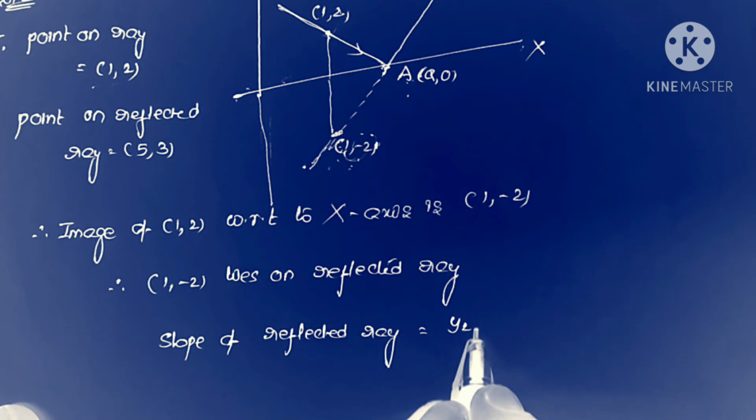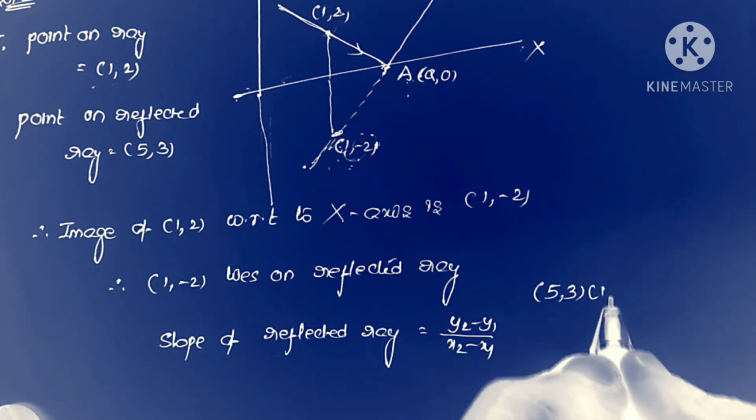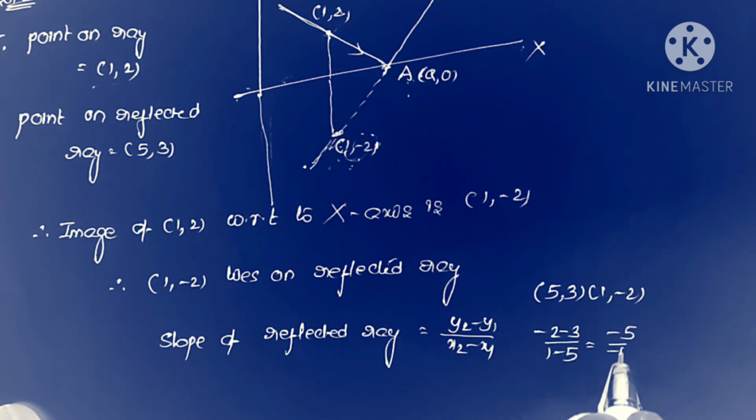So what is the slope of the reflected ray? The slope of the reflected ray is y2 minus y1 by x2 minus x1. What are the points here? Points on the reflected ray: 5, 3 and 1, minus 2. That is minus 2 minus 3 by 1 minus 5. Minus 5 by minus 4 is equal to 5 by 4. This is the slope value.